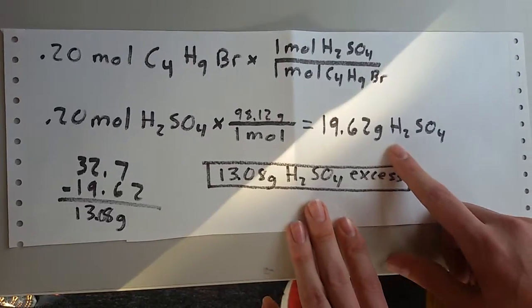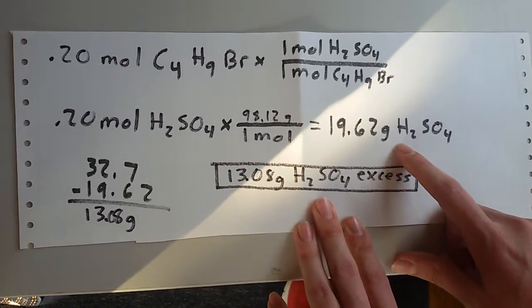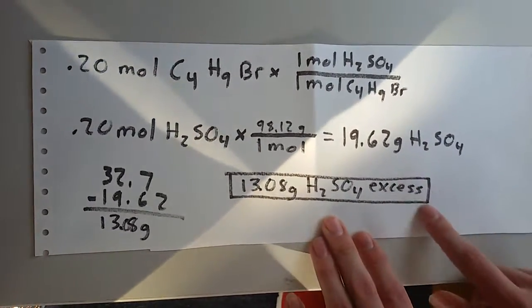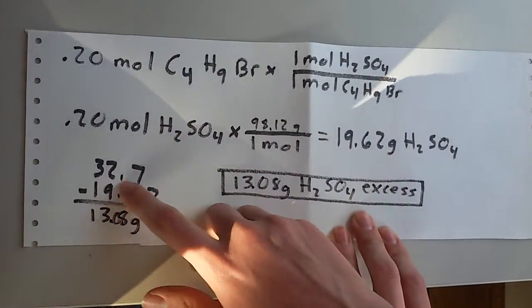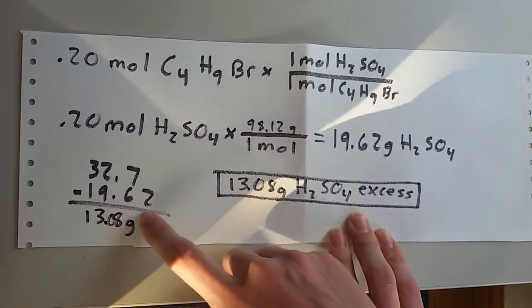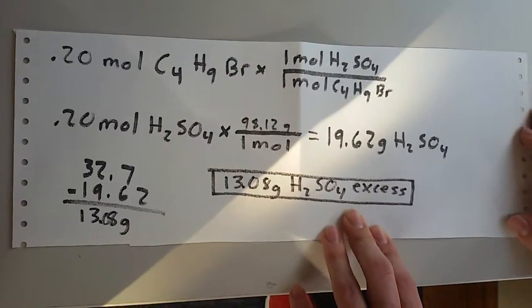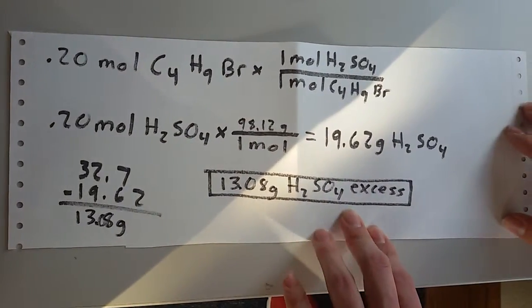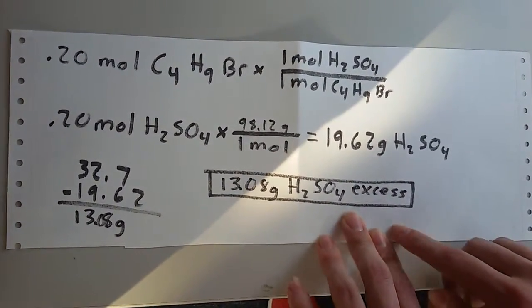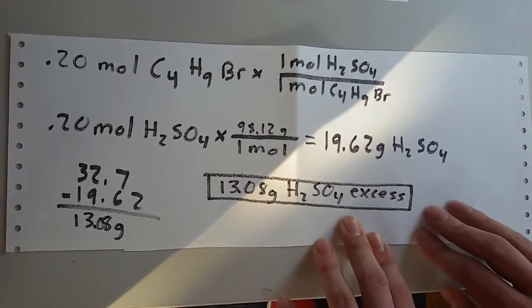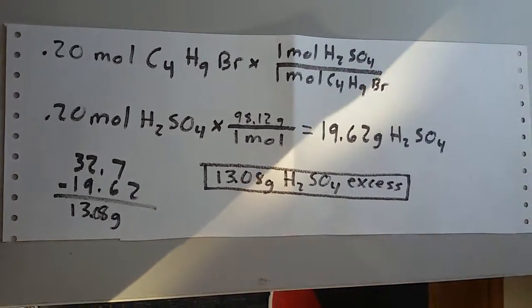And the problem tells us that we have 32.7 grams of H2SO4. So we take 32.7 minus 19.62, and that gives us 13.08. So the H2SO4 has 13.08 grams of excess. And that's our problem.